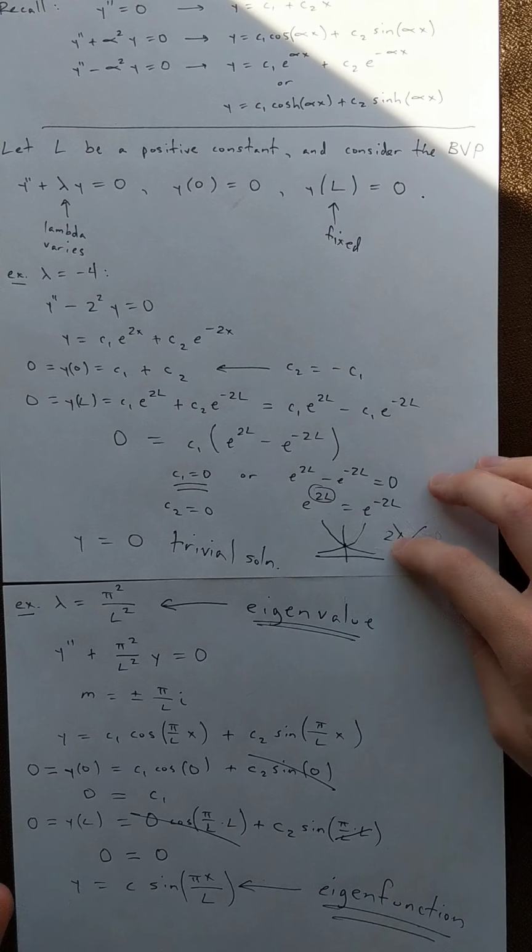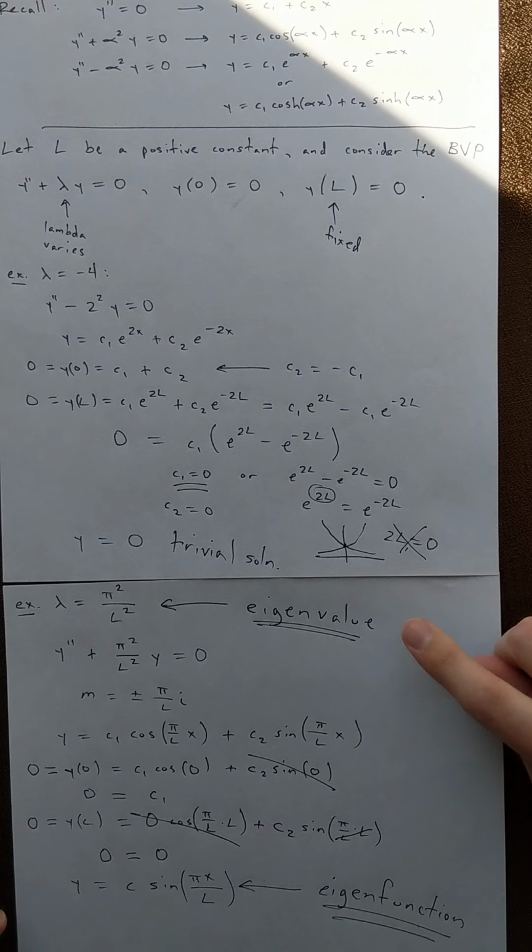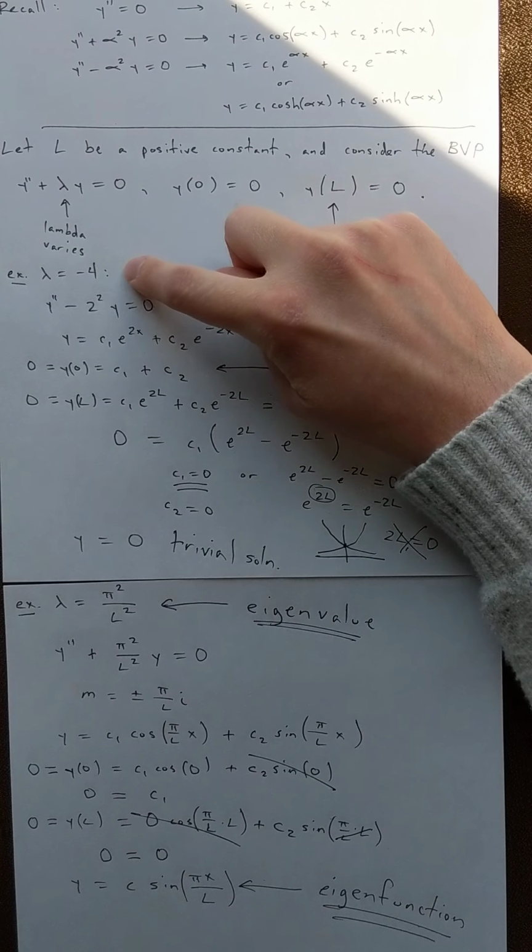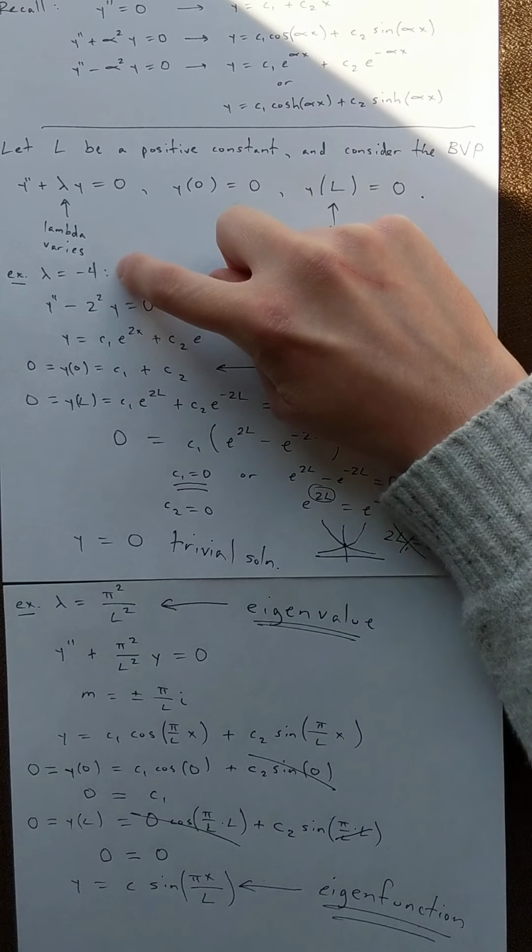Okay, so I haven't written down the definition in words, but the idea is if a value of lambda gives us an interesting, a non-zero solution, we call it an eigenvalue. If it just gives us a trivial solution, we don't call it an eigenvalue. So this is not an eigenvalue.